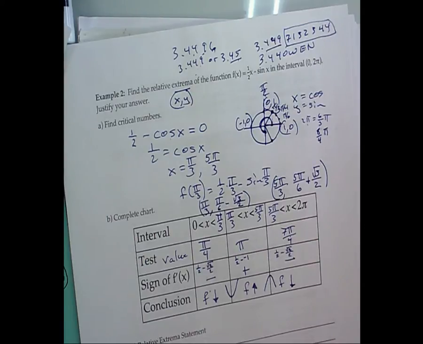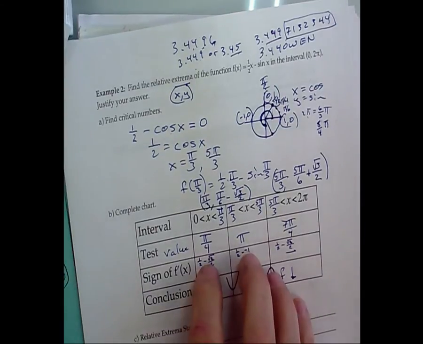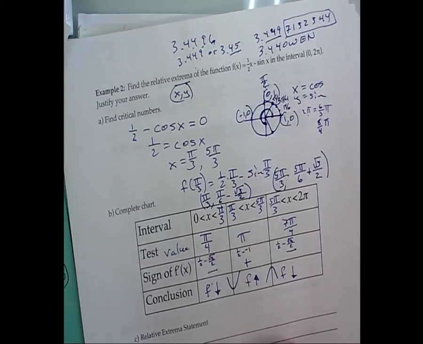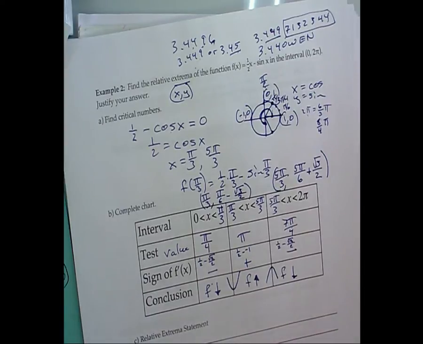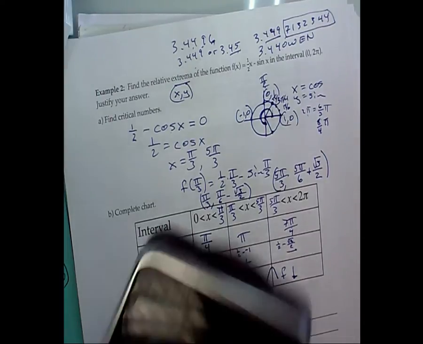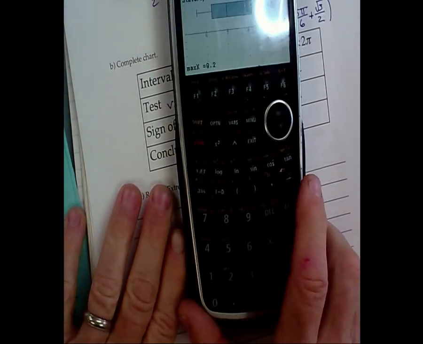Now, when you look through your book, you'll see a series of questions. I ask you to do the first derivative test. Okay? This is the first derivative test. And then they ask you for the justification, and they'll ask you to verify it on your calculator. I'm going to do the verification on your calculator first. Everybody with me?